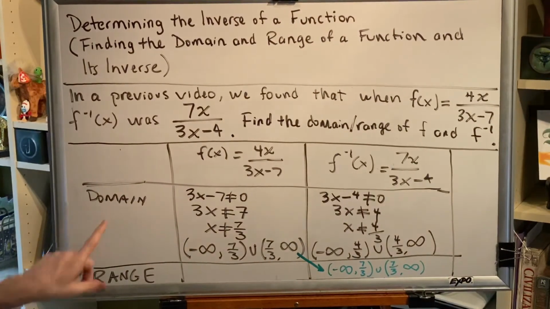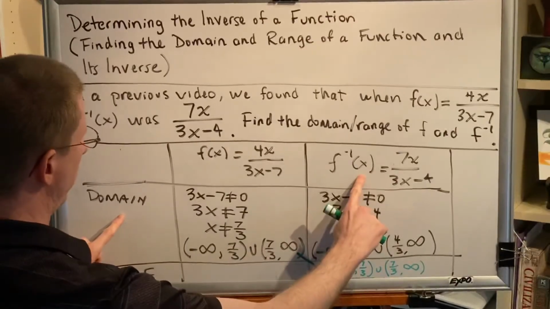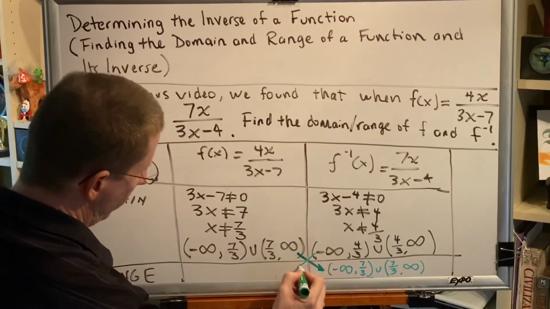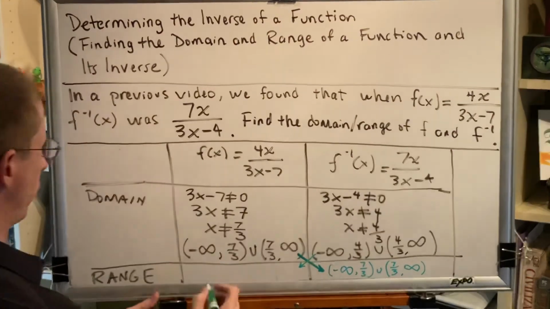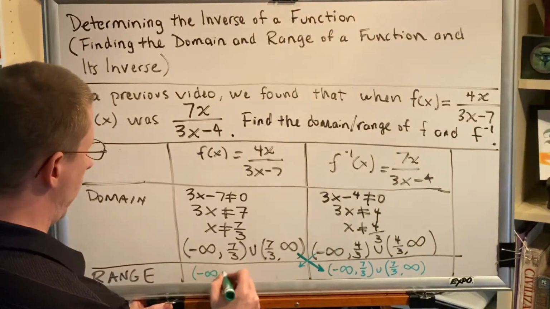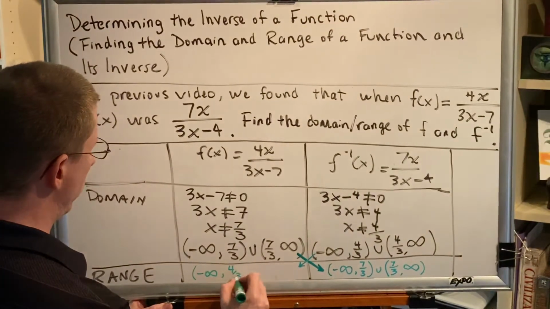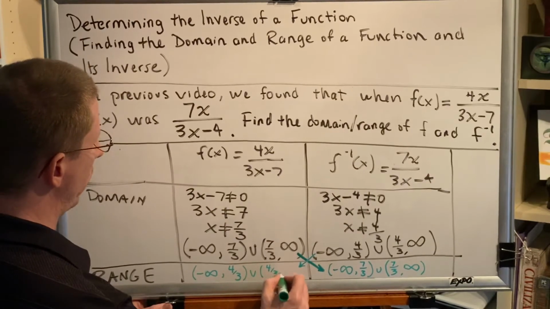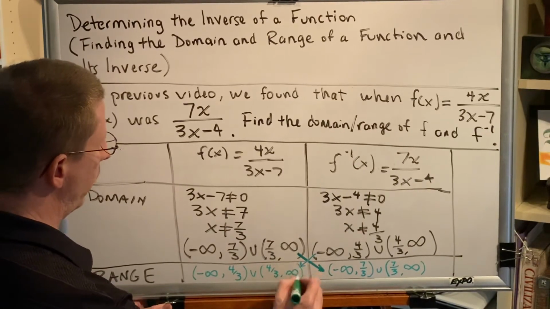Similarly, we know that the domain of f inverse must tell us the range of f. So this information goes in this direction, and we would have negative infinity, comma, 4/3, close parenthesis, union, open parenthesis, 4/3, comma, infinity.